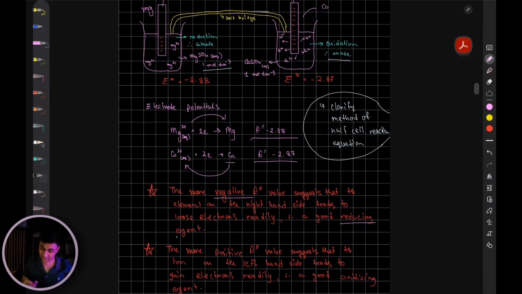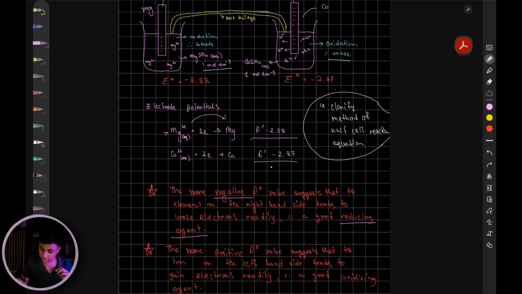Therefore, it is a good reducing agent, because notice, if it is more prone to lose electrons, that means it itself will get oxidized, but in the process, release electrons. These electrons can be used by the magnesium to be reduced. Therefore, it's a good reducing agent.